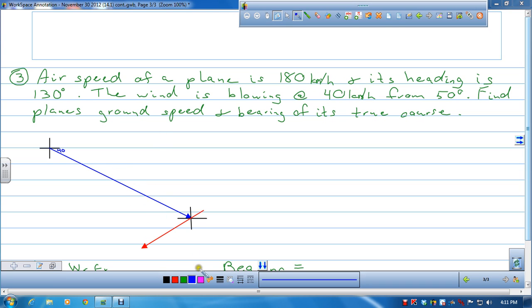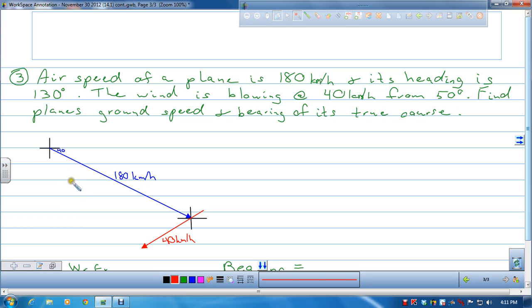This up here was 180 kilometers per hour. And this over here is 40 kilometers per hour. Okay, and we can measure that magnitude in kilometers per hour just as easily as we can in a distance. Okay, so we are looking for the plane's ground speed.